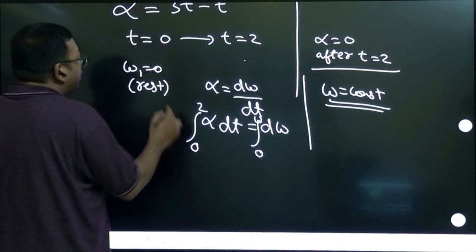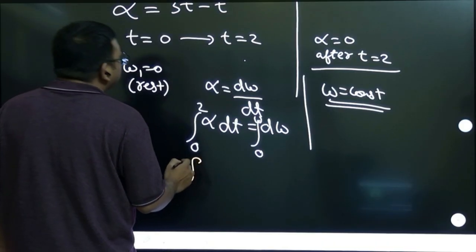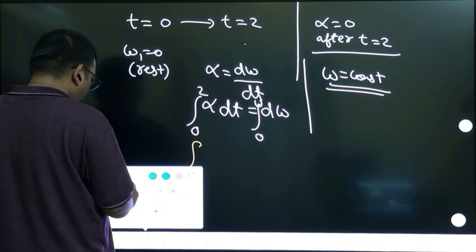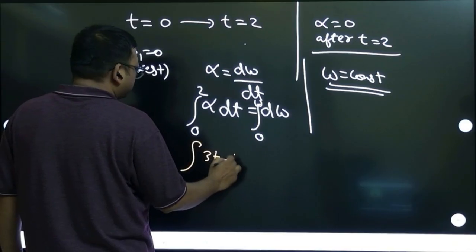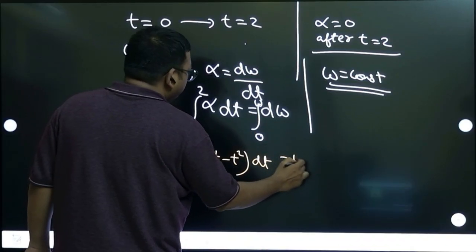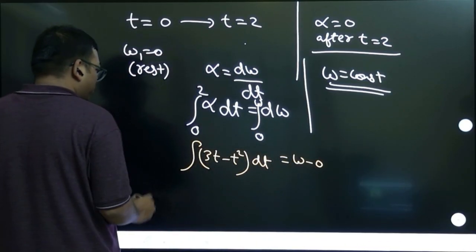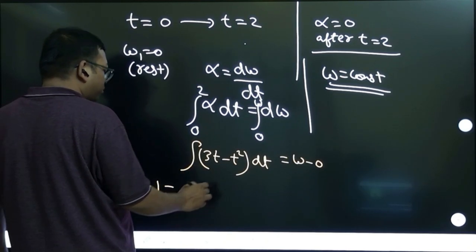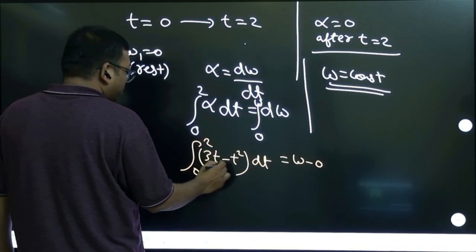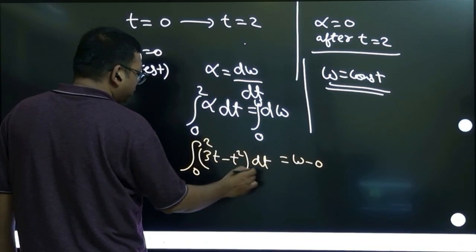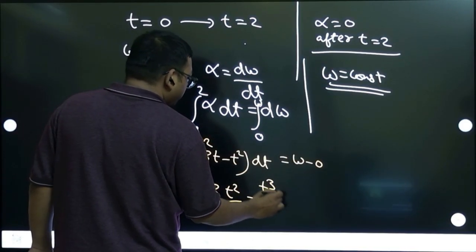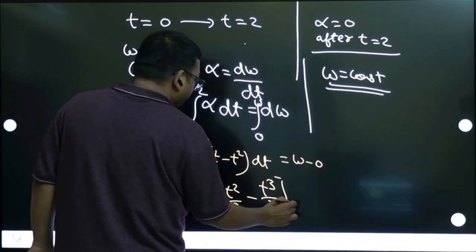So integrate this. Alpha is given here as 3t minus t square. This integration you should know how to do. And this changes, that means final is omega minus 0. So that's omega. You got omega, but this side you have to do integration now. Do that integration 0 to 2 seconds. First term 3t dt, 3 comes out. T integration is t square by 2. Minus second term, t square integration is t cube by 3, and the limit goes from 0 to 2.